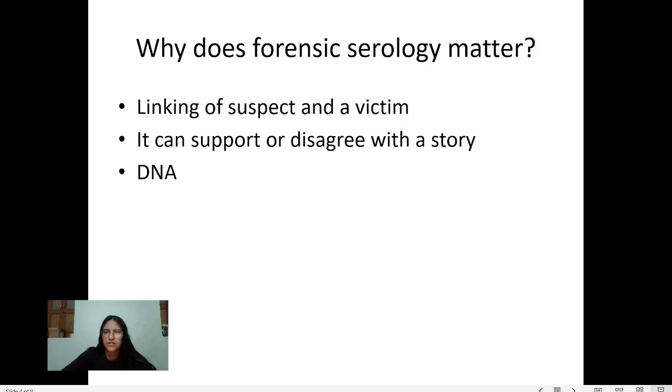Now we are going to learn about why forensic serology matters. Like every other branch of forensic science, forensic serology also helps in linking a suspect and a victim.